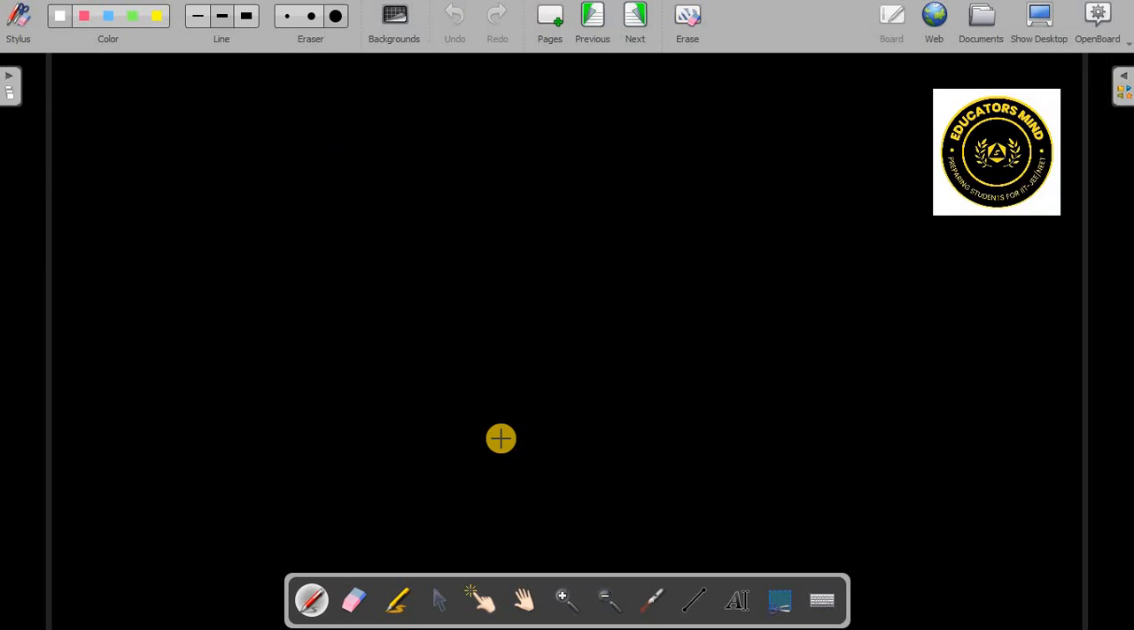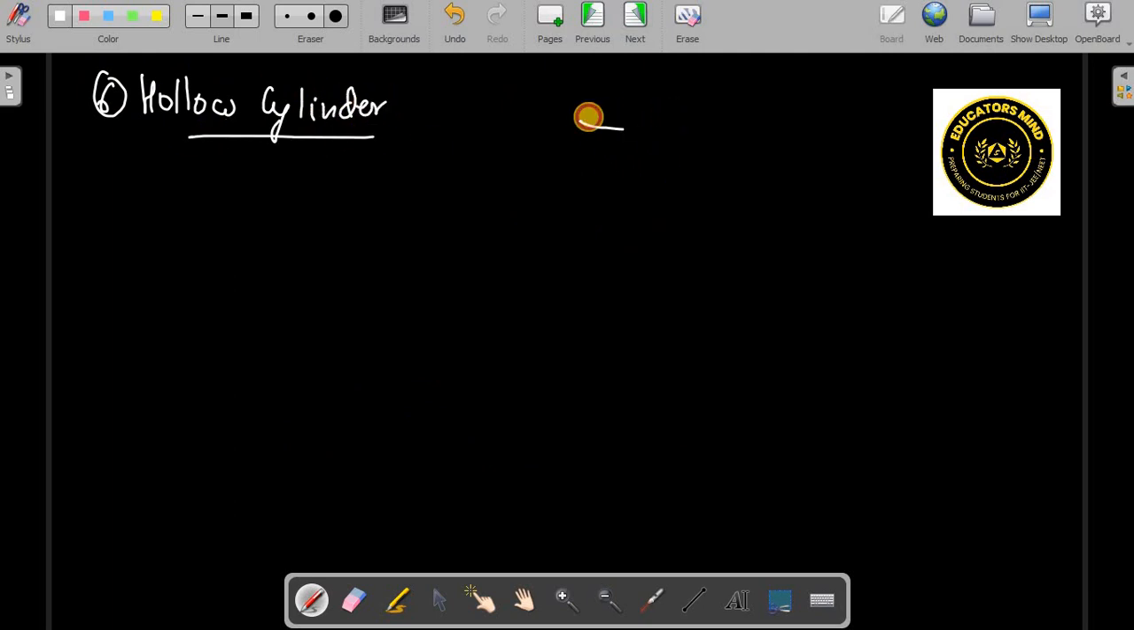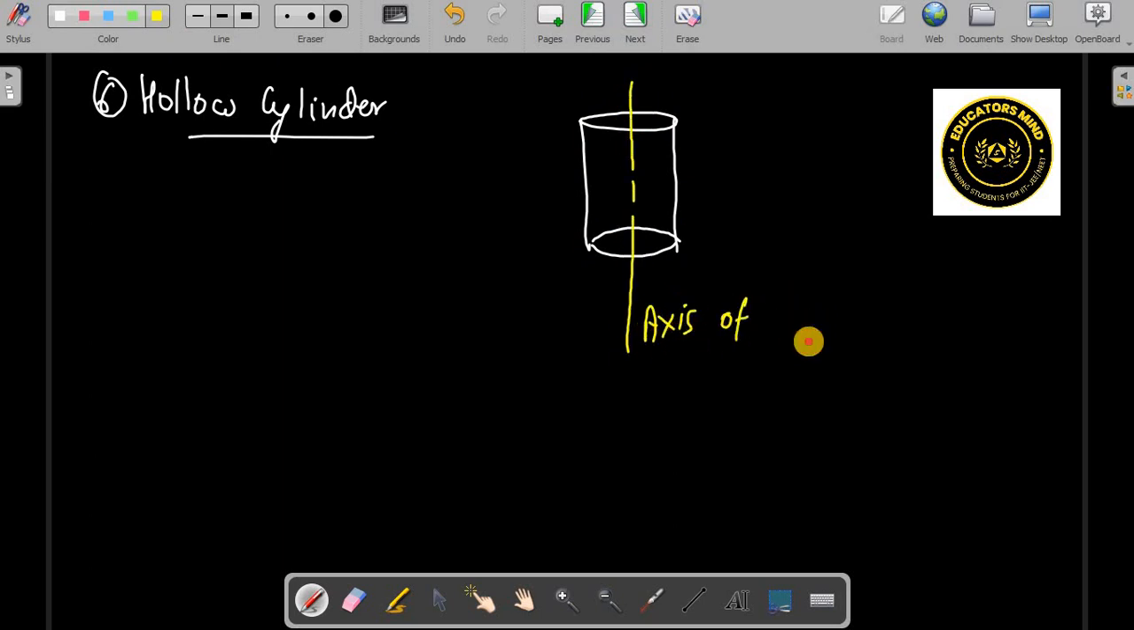Similarly, for the hollow cylinder, you can note the results. Hollow cylinder means it is completely empty. Here, about the axis of the cylinder, the moment of inertia I will be m r square. M is the mass, R is the radius, L is the length.